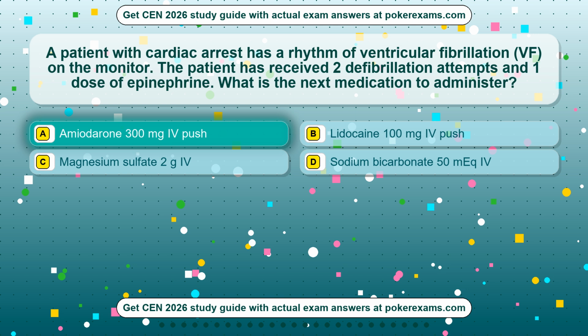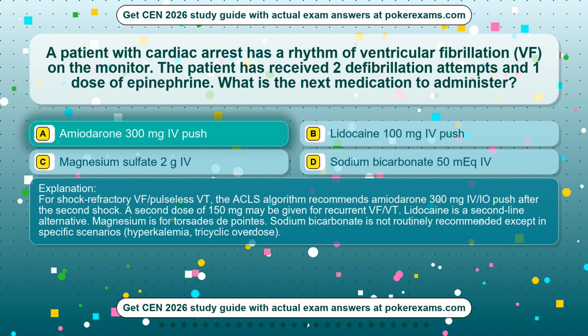Amiodarone 300 mg IV push. For shock-refractory VF/pulseless VT, the ACLS algorithm recommends amiodarone 300 mg IV/IO push after the second shock. A second dose of 150 mg may be given for recurrent VF/VT. Lidocaine is a second-line alternative. Magnesium is for torsades de pointes. Sodium bicarbonate is not routinely recommended except in specific scenarios, hyperkalemia, tricyclic overdose.